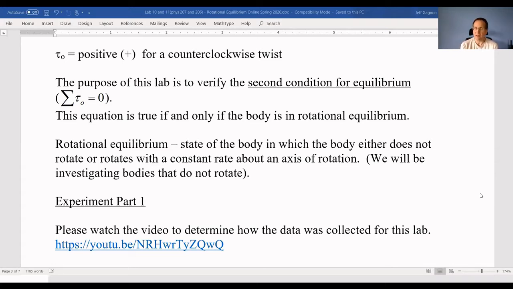So if it's at rest, it's not moving at all, then we know it's in rotational equilibrium. Okay, and that's all the cases that we'll see in lab at least. Now, what's true if an object is in rotational equilibrium?